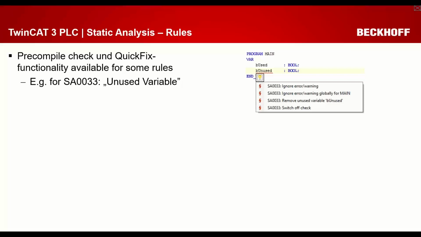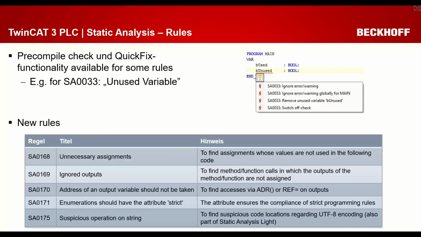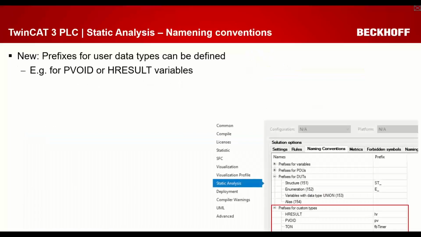First of all, you can see this light bulb again. And here it is used to offer quick fix functionalities. So for some of those rules of the static analysis, this is available. Here in this use case, it's for unused variables. So it offers you various possibilities to solve this problem here. There are also quite some bigger number of new rules. I won't mention them in detail. We have, of course, documented it, so you can find it in the online documentation if you're interested in.